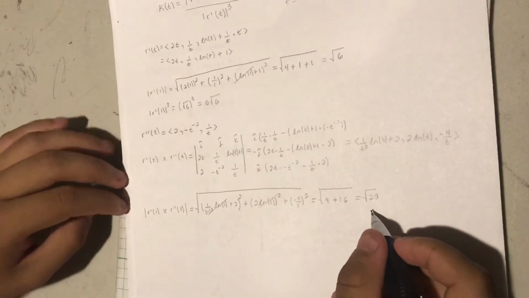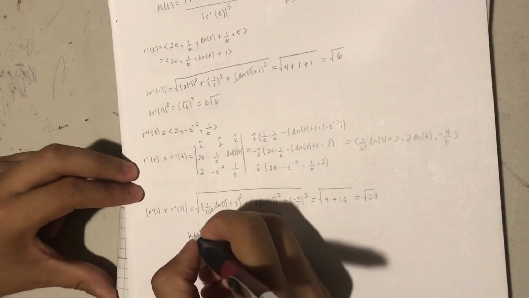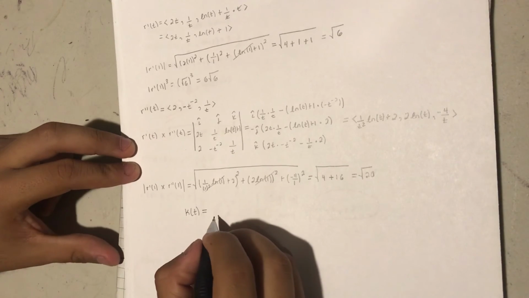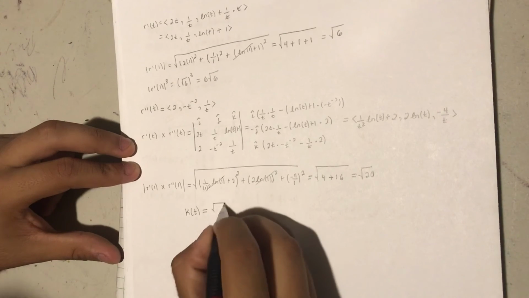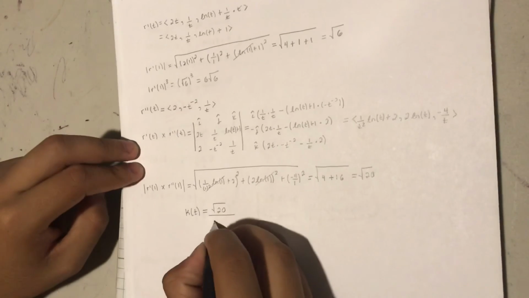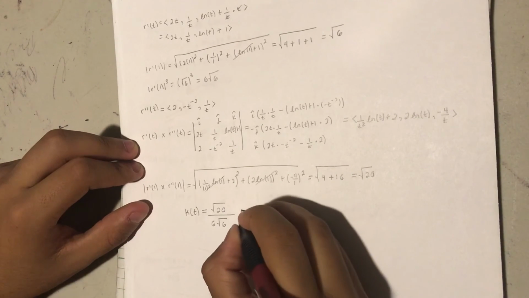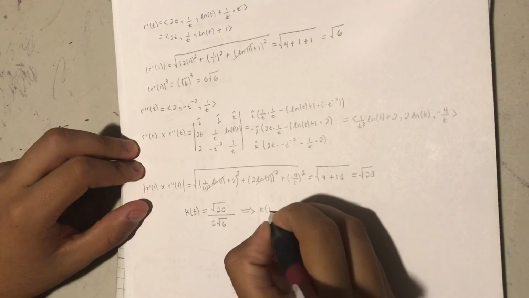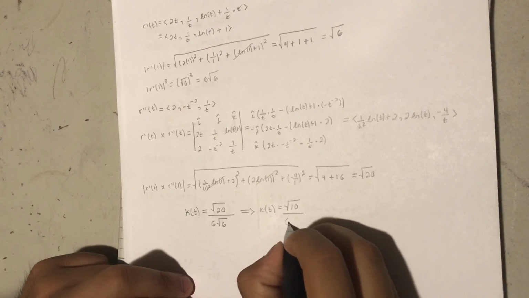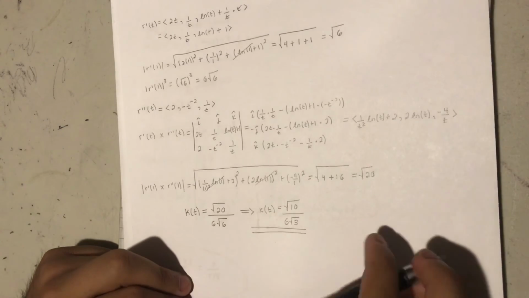So plugging in the values to the curvature formula, we have K(t) equals the square root of 20 over 6 square root of 6, which can be simplified to square root of 10 over 6 square root of 3. So that gives us the curvature of r(t).